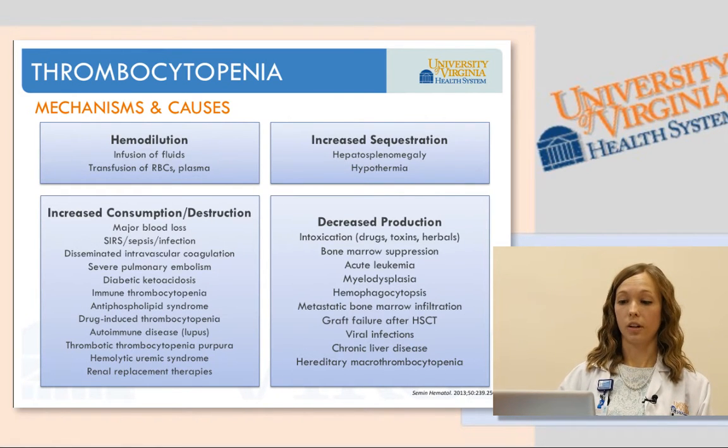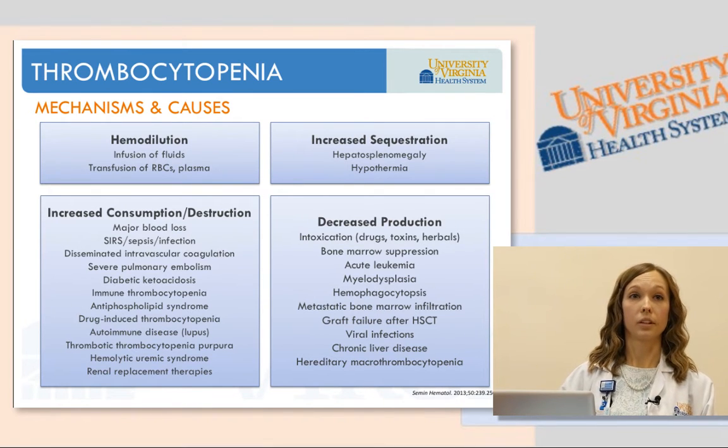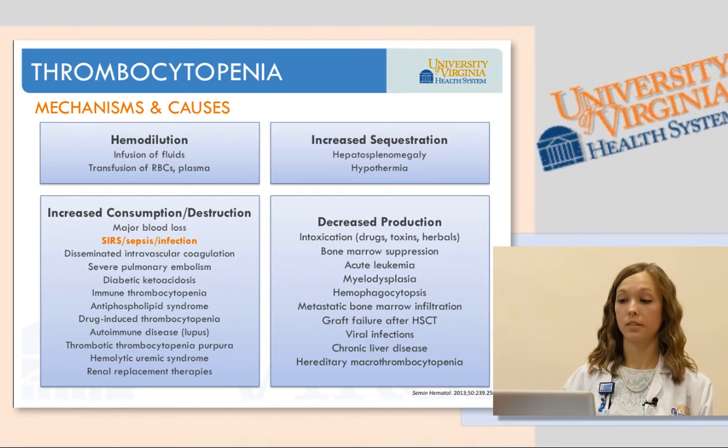So today I just wanted to touch on a couple non-drug causes of thrombocytopenia that we're going to see very commonly in our patients here at UVA. And the first one of these is going to be sepsis.